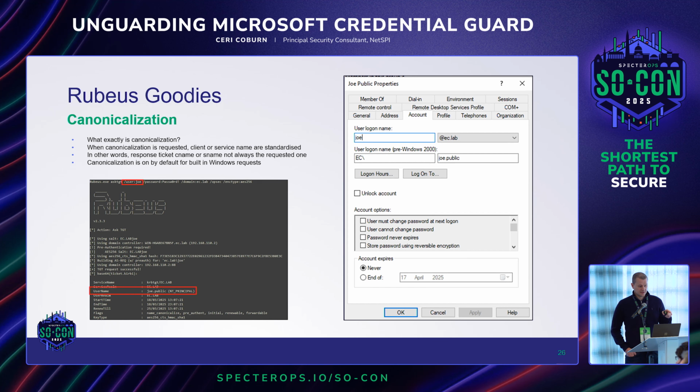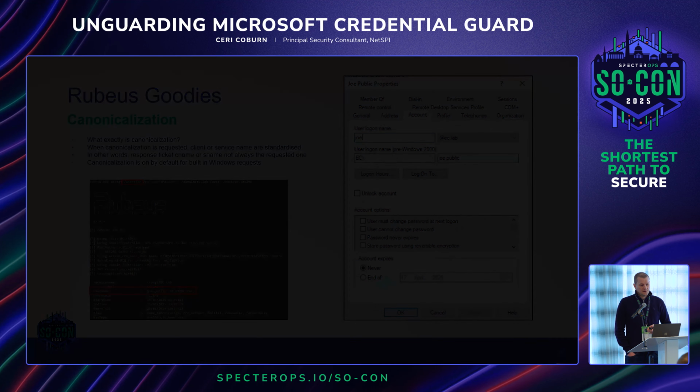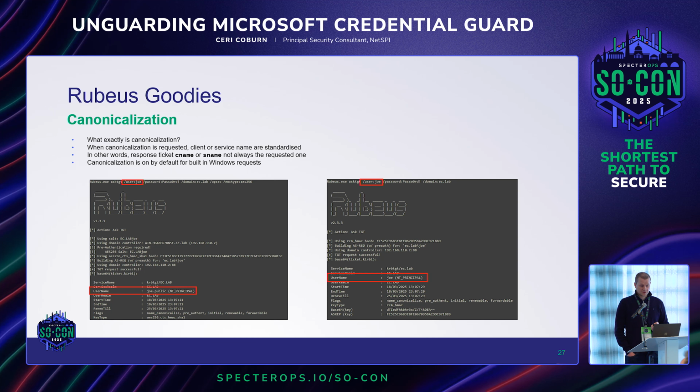But basically, what you can see in the Rubeus output on the left is that I've requested to authenticate as the user Joe, but the username within the ticket I actually get back is Joe Public. So that's what canonicalization essentially means. It normalizes the username that you get back. Now, when you don't request canonicalization, it reflects the user that you actually requested in the ticket. As you can see on the right-hand side, I requested user Joe, and Joe was the user I got back in the principal.